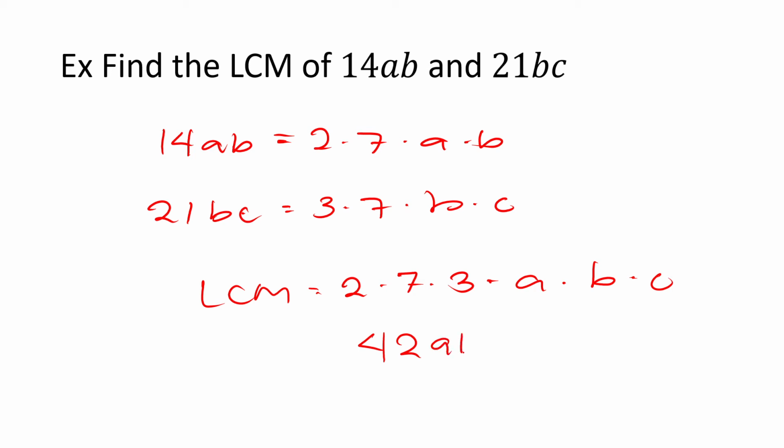2 times 7 times 3 is 42. A times B times C is ABC. So the LCM is 42abc.